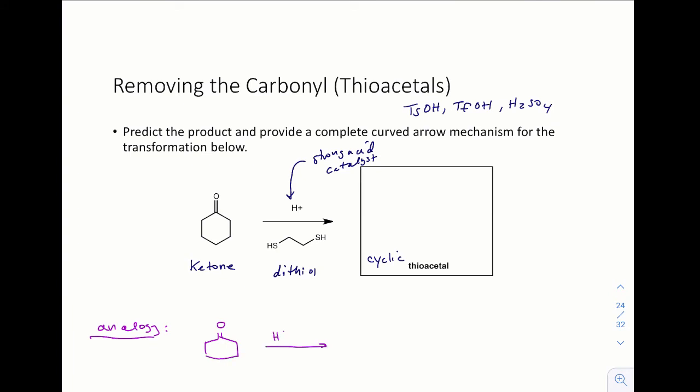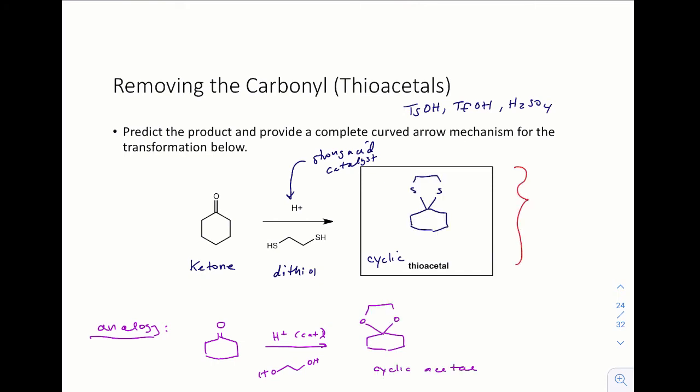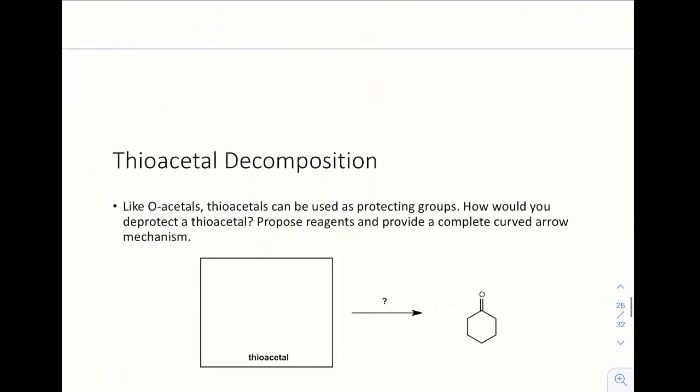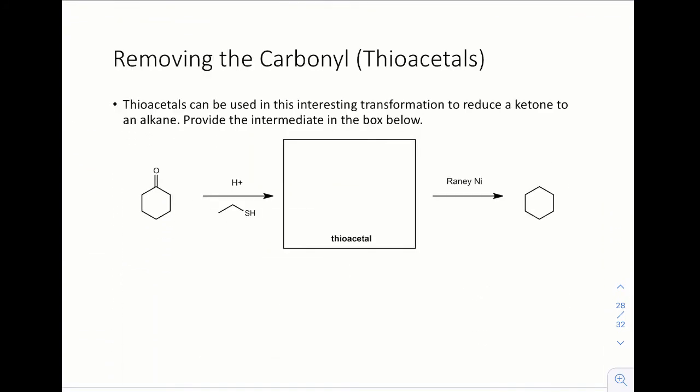You're making an analogy to when catalytic acid in the presence of a diol is used to generate a cyclic acetal. All right, here it is. This thioacetal is formed by the same mechanism that acetals are formed by, which you are already familiar with. So yes, you're responsible for it, but we are not going to discuss it right now. All right, why are we talking about this? Well, we are talking about this because thioacetals undergo a really interesting transformation.